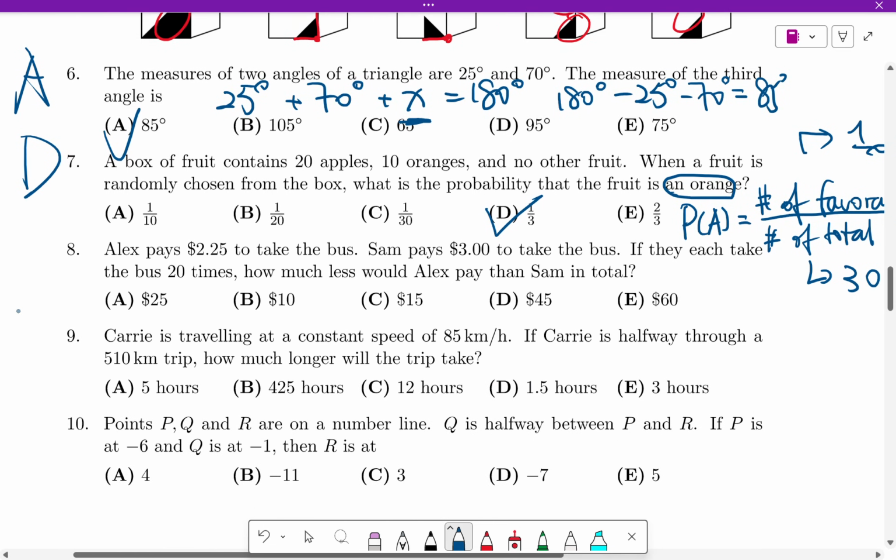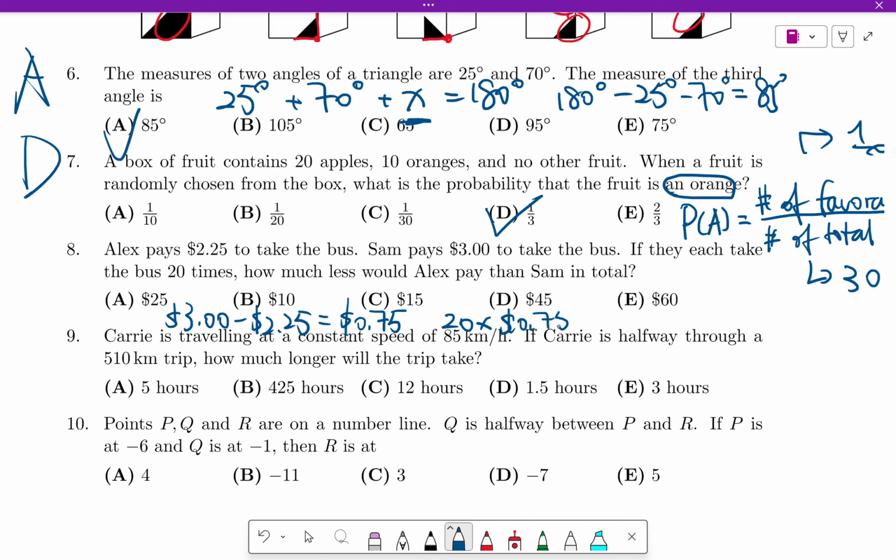Question 8. Alex pays $2.25 to take the bus. Sam pays $3 to take the bus. If they each take the bus 20 times, how much less would Alex pay than Sam in total? For one time, Sam would pay $3 minus $2.25, which is equal to 75 cents more than Alex. So if they each take the bus 20 times, Sam would pay 20 times 75 cents, which is $15 more than Alex in total.